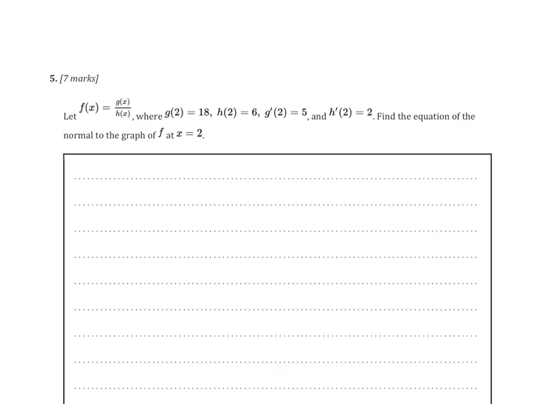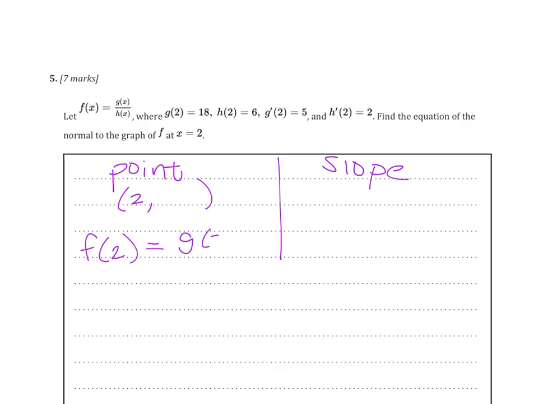Okay, so to find the equation of the normal, just like before, we're going to need a point and we're going to need to find a slope. So to find the point, we need to know what is y when x is 2. So we're finding the equation of the normal to f. So we need to find f of 2, which means we can just plug in 2 for x. So that gives us g of 2 over h of 2. And it tells us that g of 2 is 18 and that h of 2 is 6. So that means f of 2 is 3.